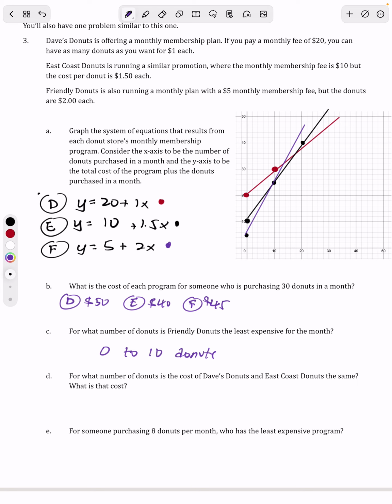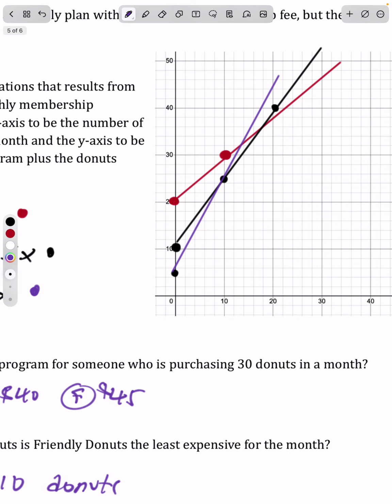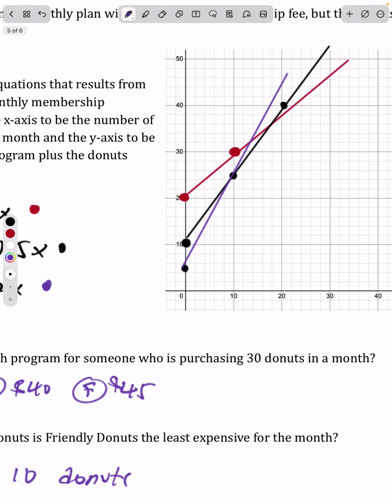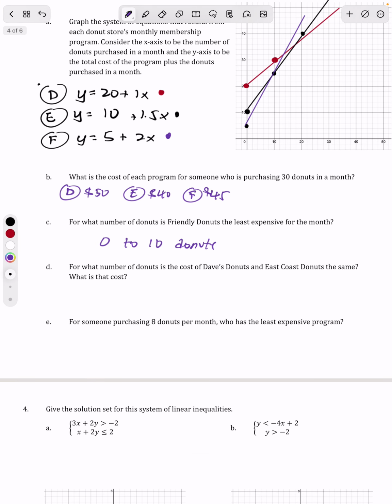For what number of donuts is the cost of Dave's and East Coast the same, and what is that cost? Let's see, D and E, red and black. Where is that equal? I really can't tell. I think it's actually going to be 20. Maybe the lines are off. Let's set it equal. It's good practice, and it's an easy equation. So D and E, 20 plus X equals 10 plus 1.5X.